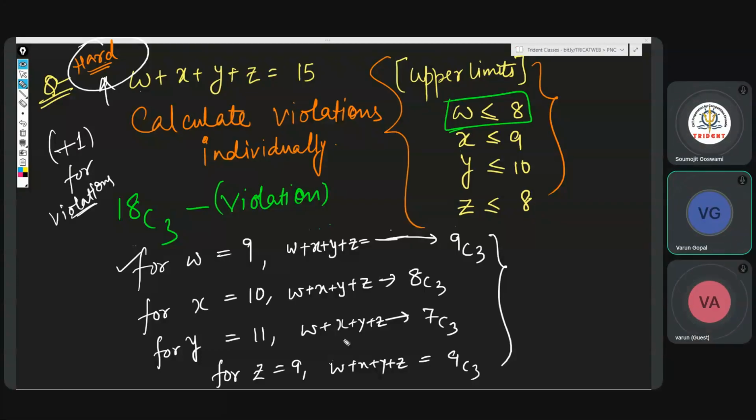So now you have the answer. What is the final answer? So this is going to be 18C3 minus 9C3. Are you going to add them? No, they're individual violations. So remember the rule of and. So this is 9C3 into 8C3 into 7C3 into 9C3. This is where things become a little difficult. This is your final answer.